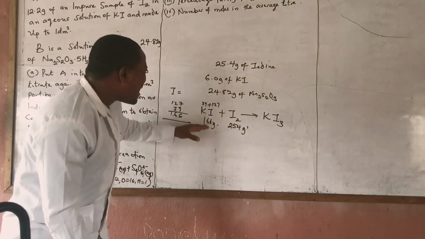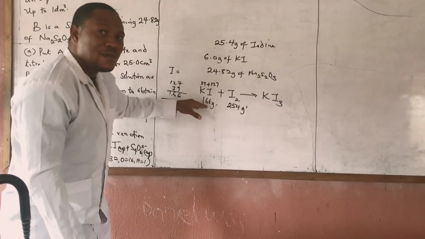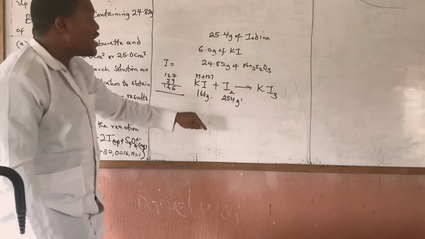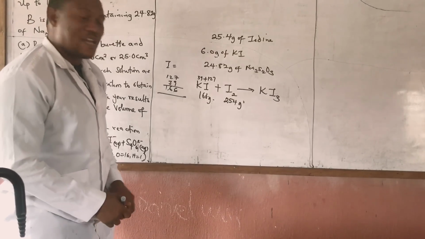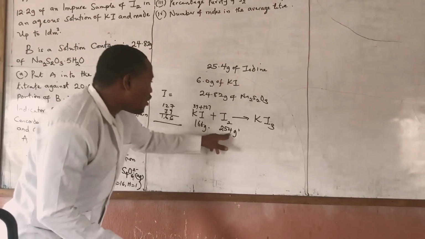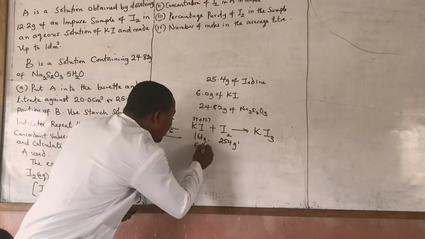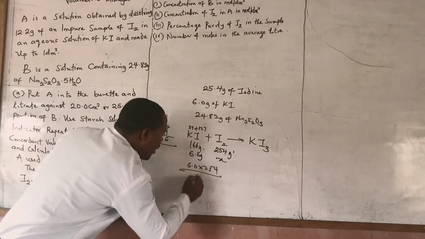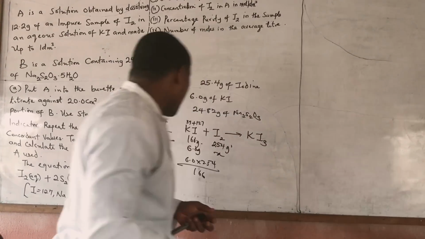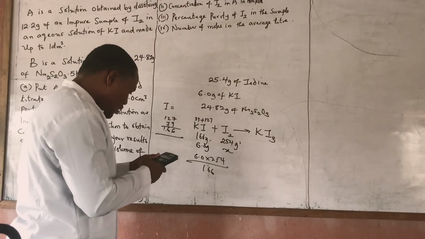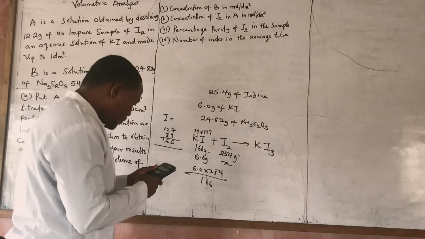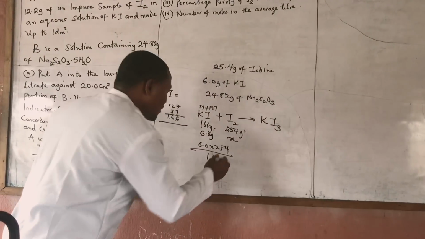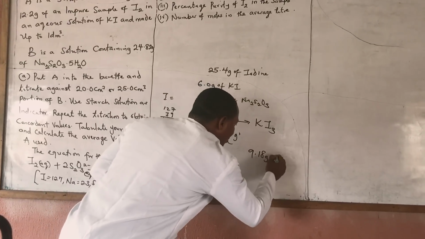Theoretically, we are going to be needing 166 grams of potassium iodide to dissolve completely this particular mass, which is 254. But in the instruction they gave us 6.0 grams of potassium iodide. So if 166 grams will dissolve 254, then 6.0 grams will dissolve X of this. So I'll be having 6.0 times 254 over 166. Let's quickly see that. 6.0 times 254 divided by 166, I'll be having 9.18 gram of iodine.